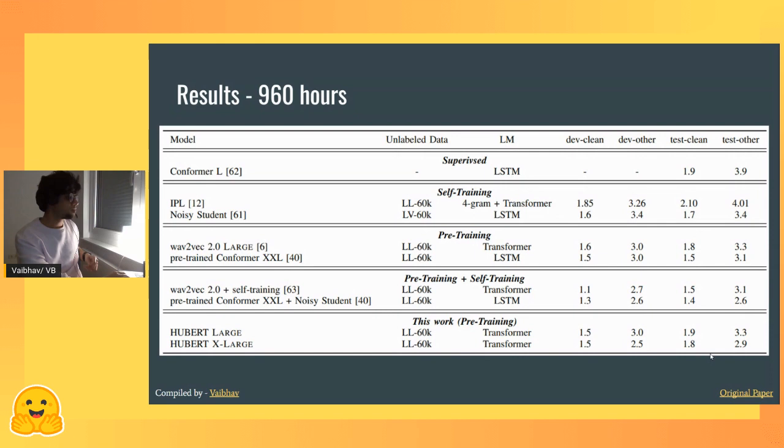For other tasks like speech separation, speaker clustering, or speaker identification, HuBERT tends to perform much better than Wave2Vec in those tasks. This is my personal finding. If you're doing a speaker clustering task, then as compared to Wave2Vec, HuBERT performs much better. Even on speech recognition, it performs better.